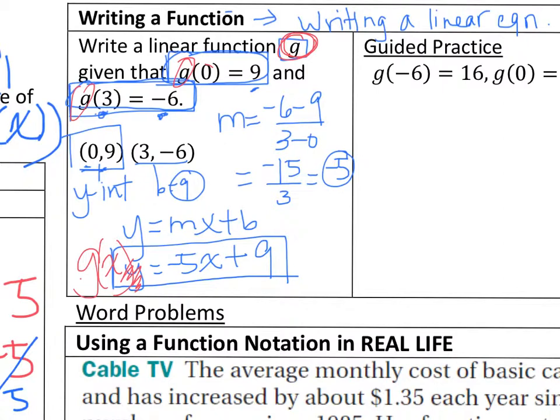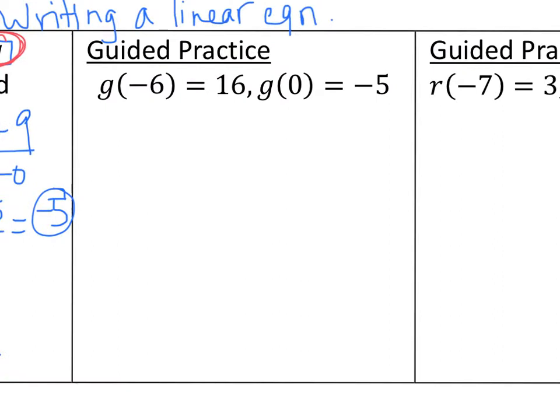This doesn't mean that the function is always going to be g. It just depends on what the problem gives you. And usually f is the letter we use. And here, let's practice one more time. Again, you have g as the letter. Negative 6, 16. And you get 0, negative 5.